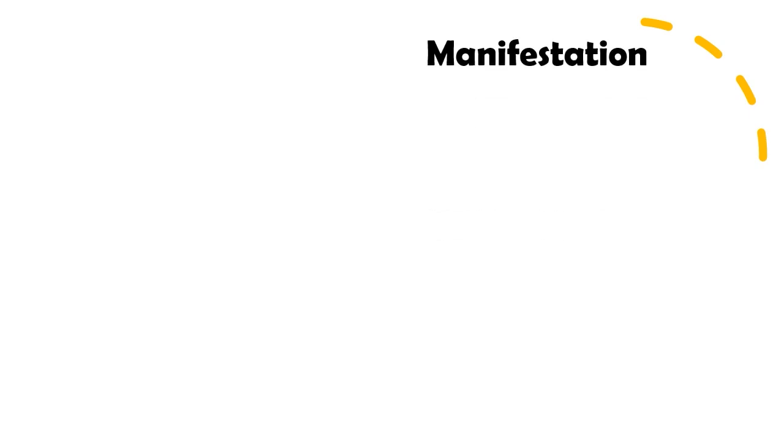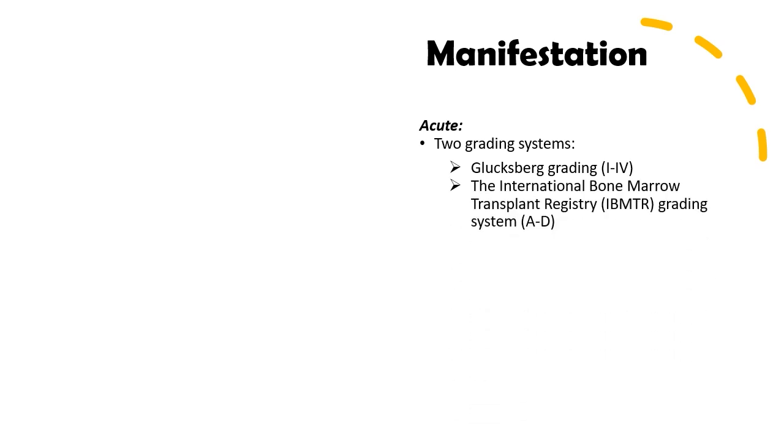Let's continue with manifestation or clinical presentation. In acute graft versus host disease, we use two grading systems for measuring its severity. One of them is the Glucksberg grading system from 1 to 4, and the other one is the International Bone Marrow Transplant Registry or IBMTR grading system, which grades the severity from A to D. Acute graft versus host disease typically manifests after the first 25 to 28 days after transplantation.